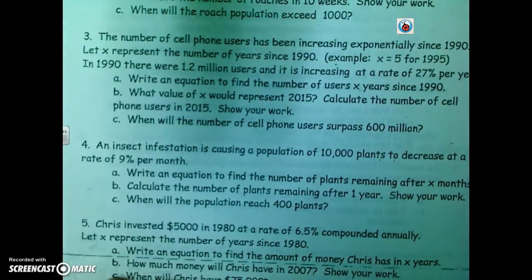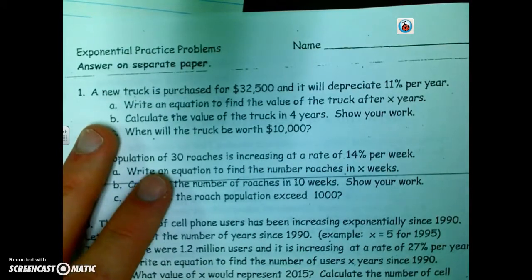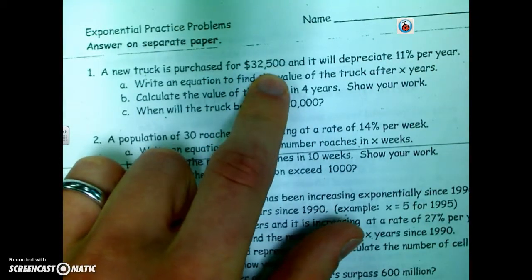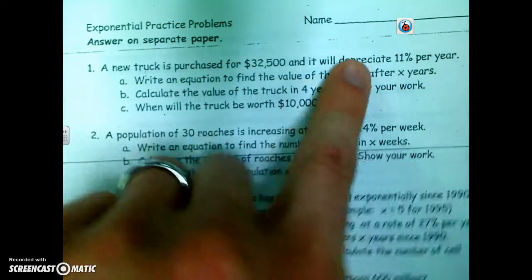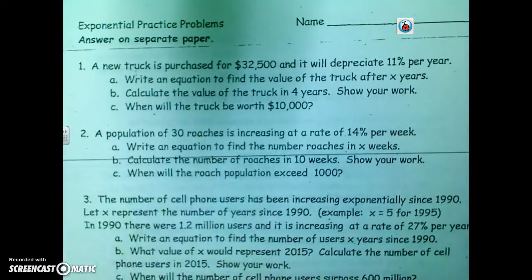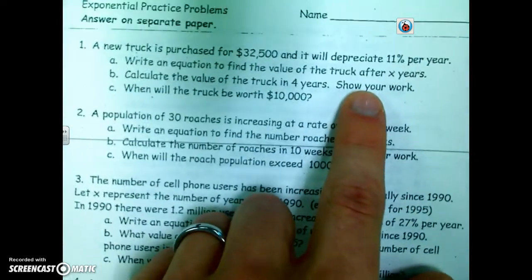All right, so now let's take a look at one that has a good example of decay. A good example of that is going to be number 1. A new truck is purchased for $32,500. We have a starting value there, and it will depreciate, which means go down. It's losing value. For part A, write an exponential function, or an equation, to find the value of the truck after x years.